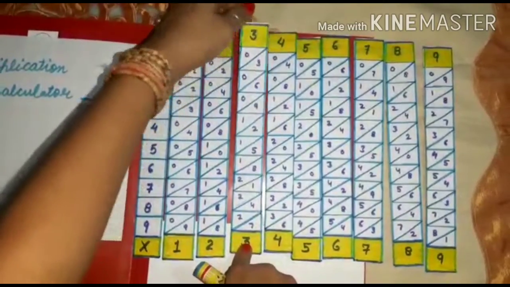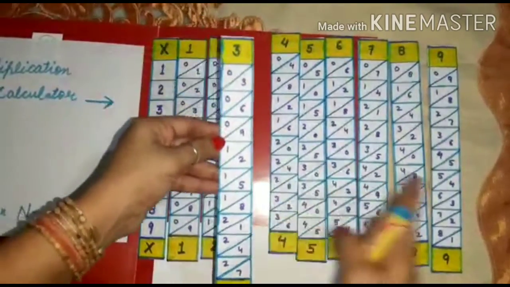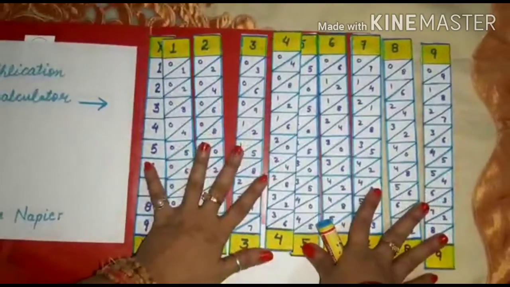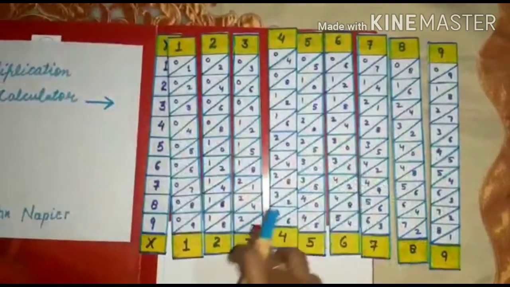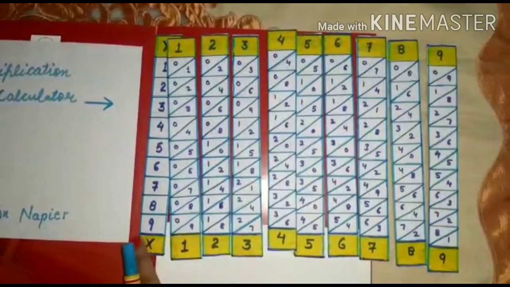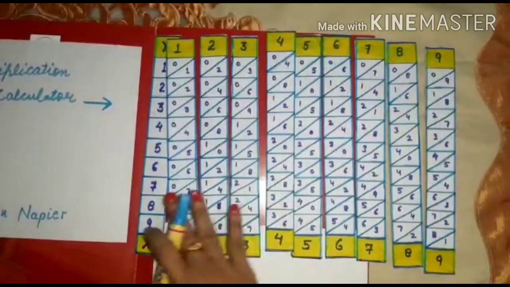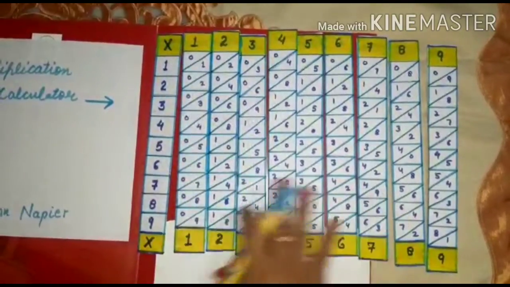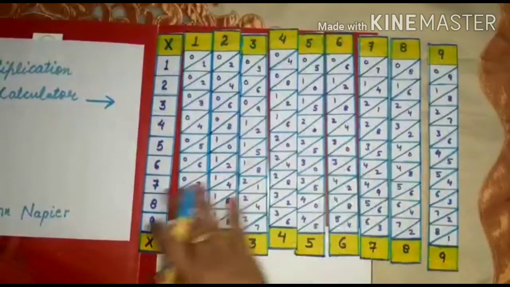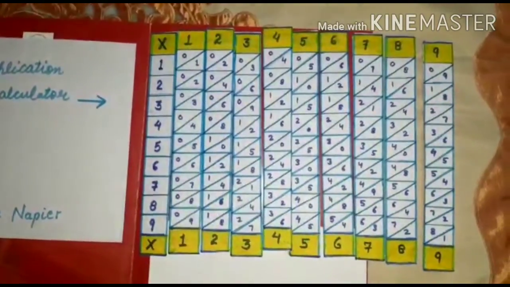Same way, table of 3. Like this I have prepared, and I hope you have understood how to prepare it now. We have written the table up till 9 only, not 10. 1 to 9. So like this you have to prepare the card, and let's start how to do multiplication.